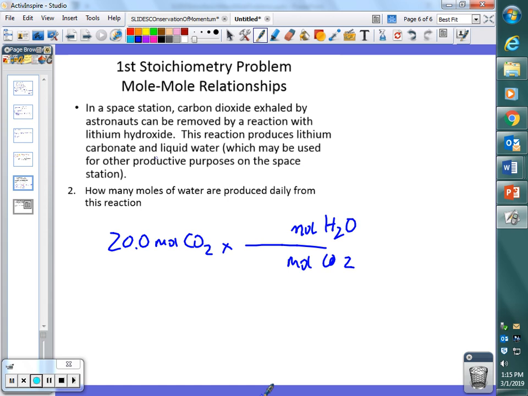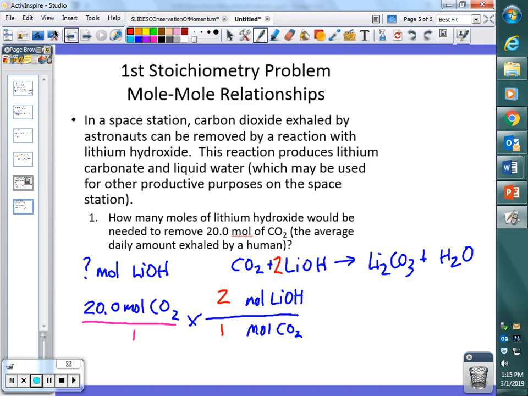So if there are 4 coefficients, do we add them? No, because usually you're only going to compare 2 things in that equation. You're not going to compare more, right? So here we're just comparing carbon dioxide to water. Here we're just comparing carbon dioxide to lithium hydroxide. So you'll only use 2 coefficients at a time. Okay. All right, good here? All right, so just in case, real quick, moles.